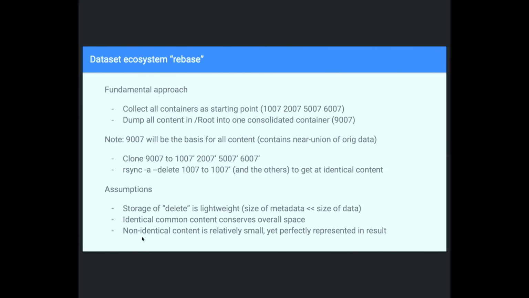So the idea is you derive a consolidated container. You clone that to form primed versions of container 1, 2, 5, and 7. And then you do a perfect fidelity rsync from the original content to the primed version. You get identical content. A deletion is lightweight in terms of footprint. And you're conserving space because you're getting a maximal notion of union. And as I said before, the part of the content that differed exists. It will be encoded with high fidelity, but it is small, so it is more efficient to do it this way.